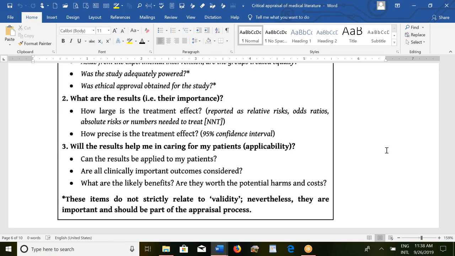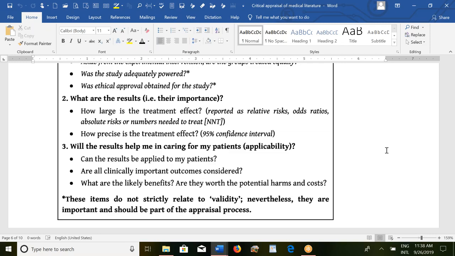Then you should know what the results are and what their importance is. Why is it important? Because you want to see that if we gave one treatment, how many patients were cured, how many patients were treated, so how large the treatment effect is. This is reported as relative risk, odds ratio, absolute risk, or numbers needed to treat.